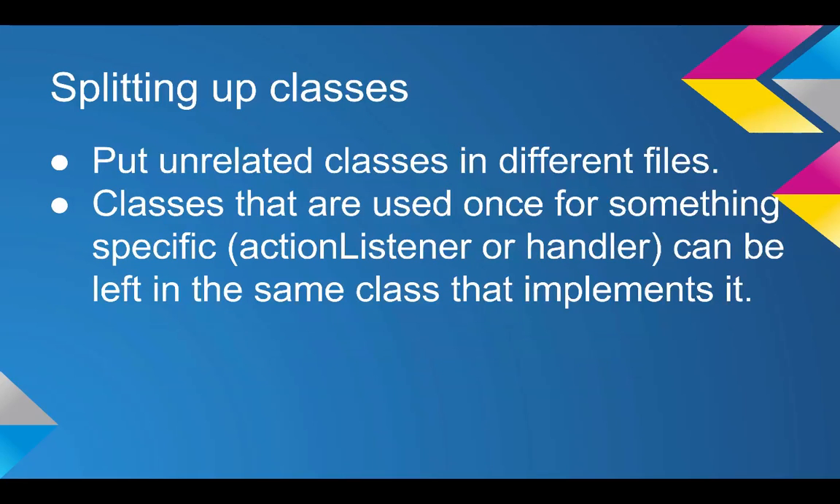So finally, I'm going to talk about splitting up classes. You want to put unrelated classes into different files. This helps keep an organizational structure to your code, instead of having one file with all of your classes and all of your code that gets a couple hundred thousand lines long, which gets really hard to read. And for classes, if you have something like an action list or a handler that will be a separate class in that file, that's probably okay, if it's only going to be used in that file alone, and its whole purpose is to work in that class.